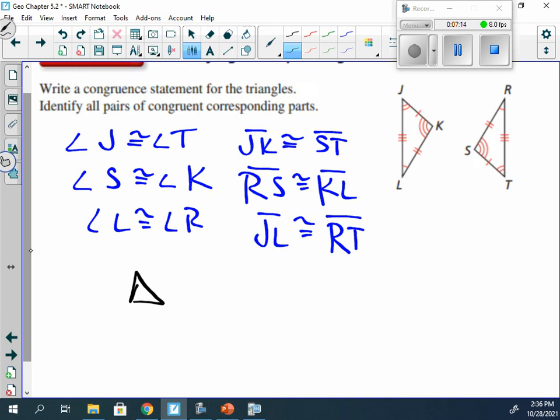The last part is our corresponding statement, our congruency statement of the two triangles. Well, let's get a starting point for the first triangle. What's one of the vertices? JKL, let's use that. JKL is our first one. Since we started at point J, the congruent angle on the other side is T, S, R.